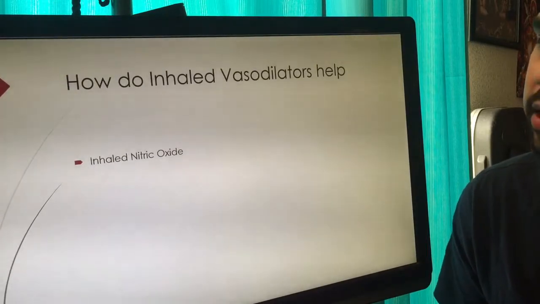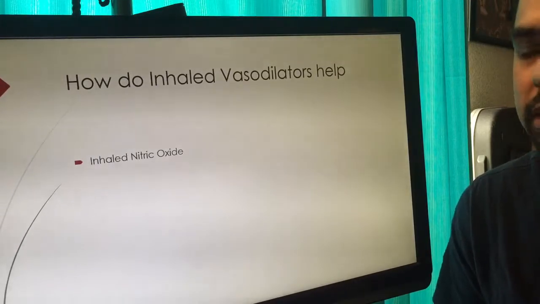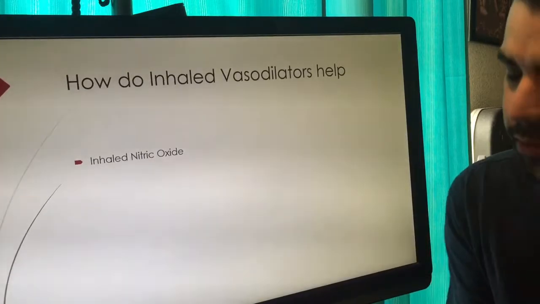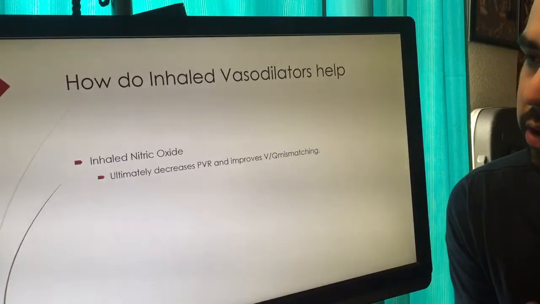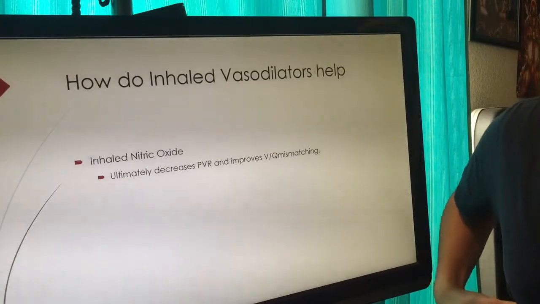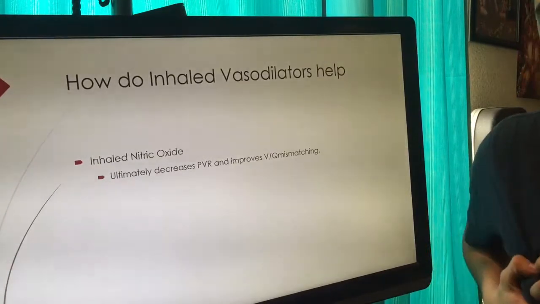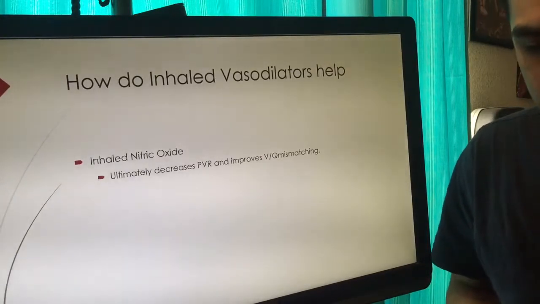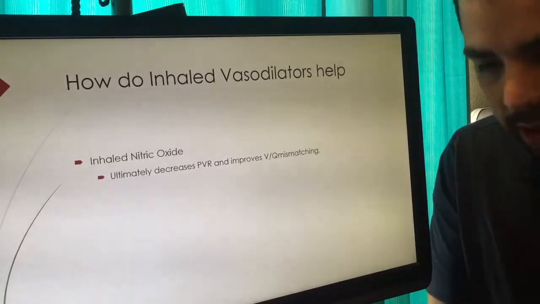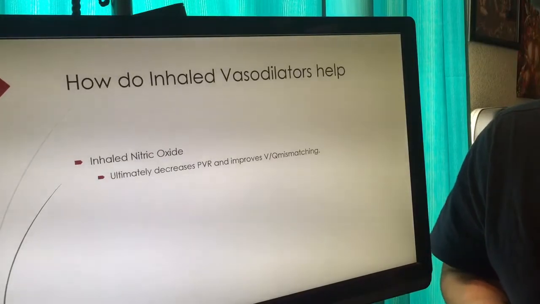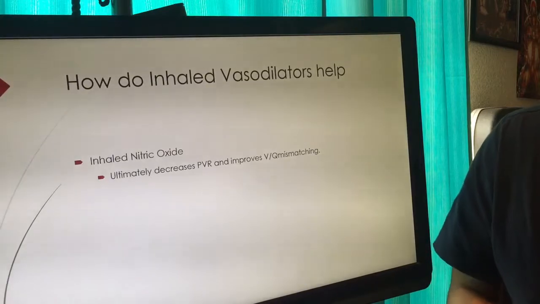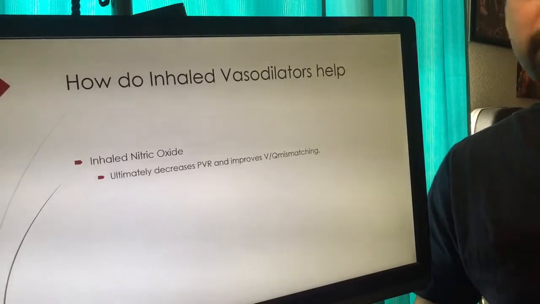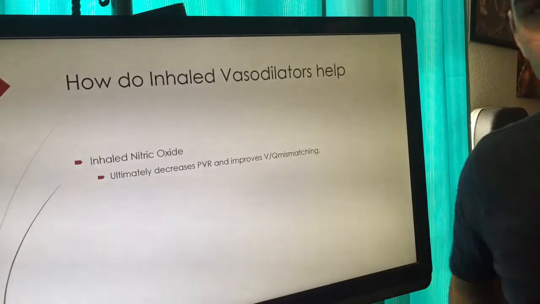What we give them is inhaled nitric oxide, as opposed to the nitric oxide that can be made in the body. If a patient has an increased PVR, it's backing up blood on the right side of the heart, and it's not supplying venous blood to the lung areas. Giving them inhaled nitric oxide will selectively vasodilate, and I'll talk about what that means in a second. It's going to ultimately decrease PVR and improve VQ mismatching.